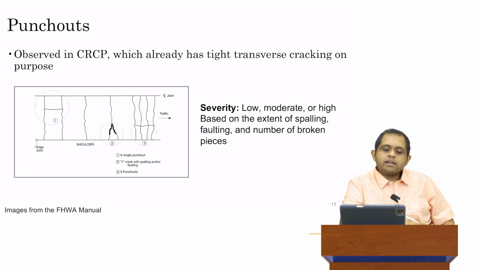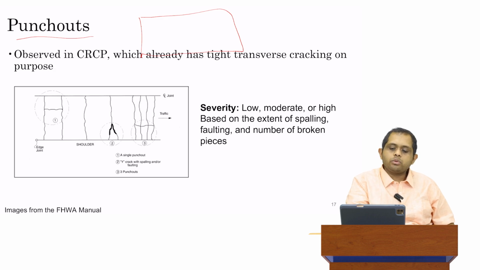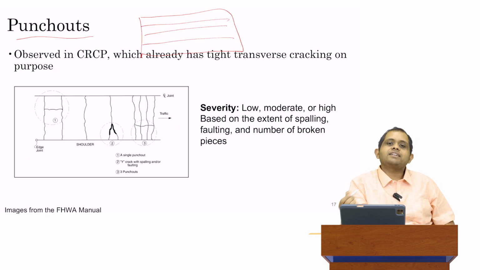One final thing I want to talk about is CRCP. All the distresses which I talked about in JPCP can, in one way or the other, also be observed in CRCP. So there's no particular difference between them. However, there is one unique type of distress called punchouts, which is only observed in CRCP. Recall that CRCP is called continuous because there are no joints. As opposed to jointed plain concrete pavement, this is a continuously reinforced concrete pavement. So we have steel which is going all the way through, and there are no joints, it's continuous.